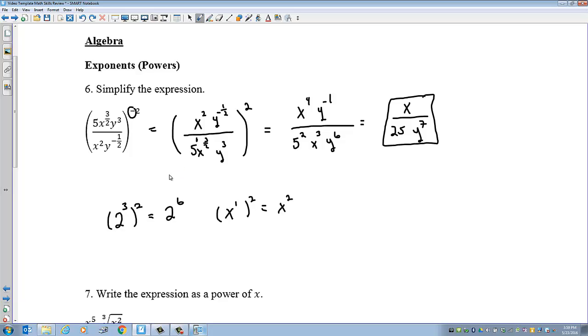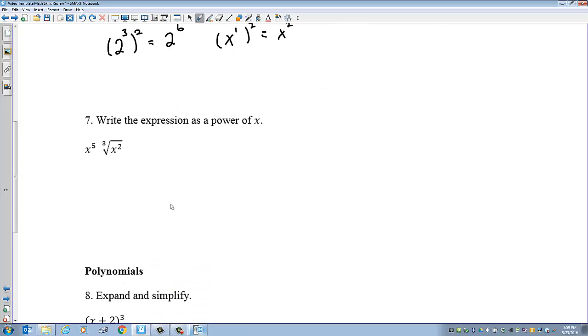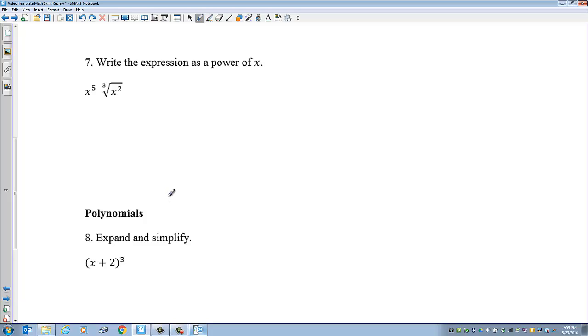On number 7, we want to write the expression as a power of x. And this again is another quantitative literacy type idea. You either kind of know it or you don't. There are 2 different notations for x to a power really. So you can write x to the n over m, or we can use power notation, or we can use this radical notation, which is the mth root of x to the n. They mean exactly the same thing.